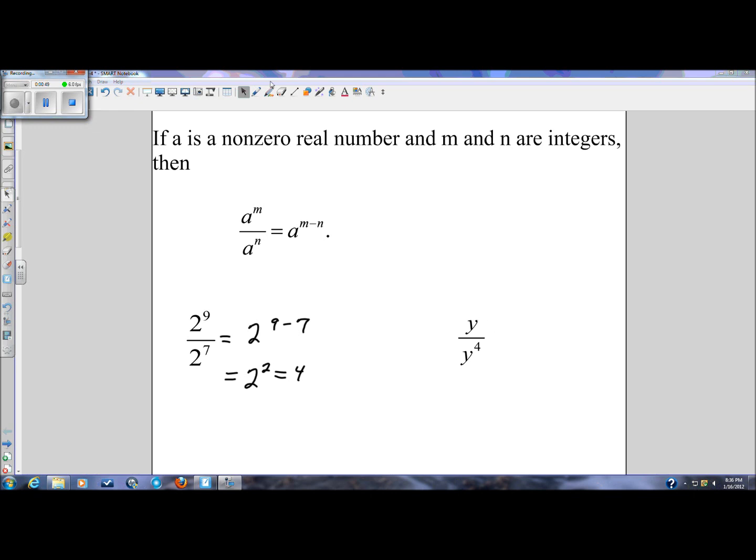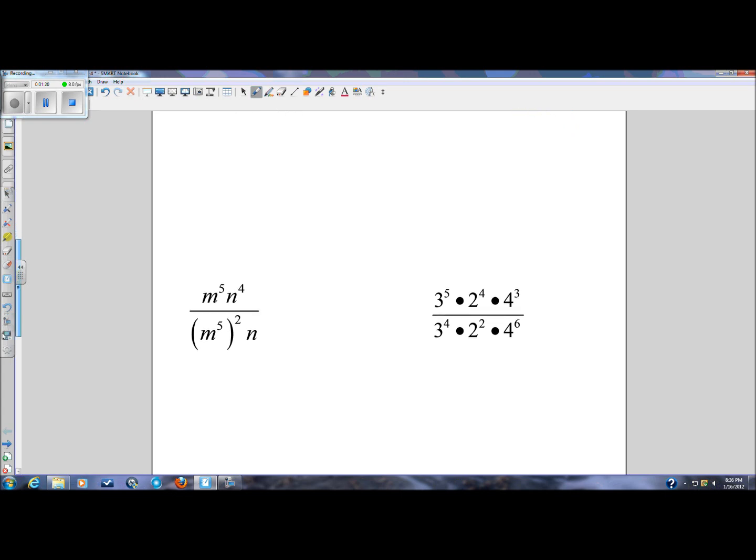Now if we have y to the 1st, because that is really what the exponent is on the y, over y to the 4th, we are going to have y to the 1 minus 4, or in other words, y to the negative 3 power. And as you know, we can't leave a negative exponent in our answer, so it moves to the denominator, and we have 1 over y to the positive 3 power. 1 over y to the 3rd.